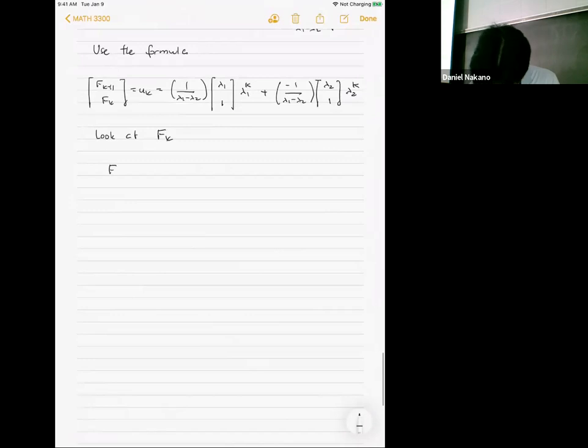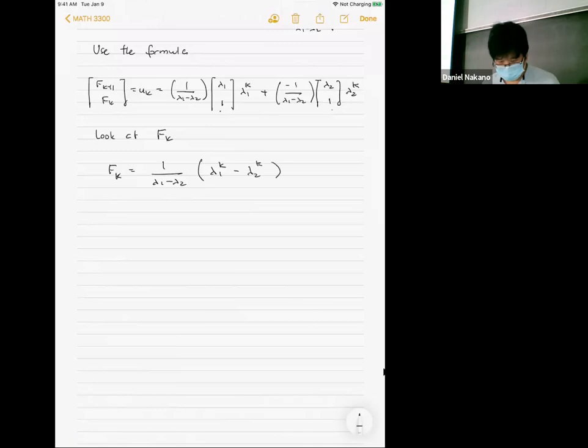Okay, so let me just move that up. So we're looking at the bottom line, okay? So f_k is going to be equal to 1 over lambda 1 minus lambda 2 times lambda 1 to the k, minus lambda 2 to the k. So I'm just looking at the coefficients down at the bottom, right?